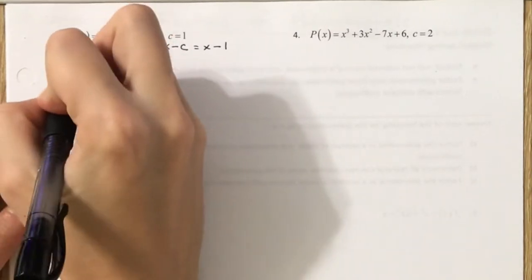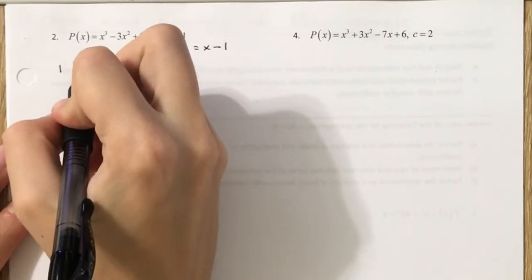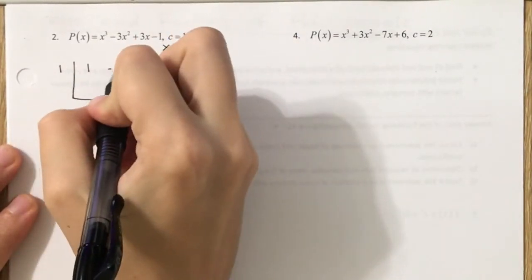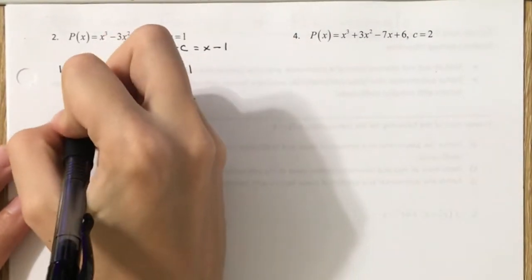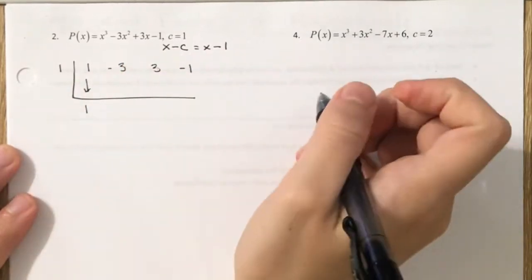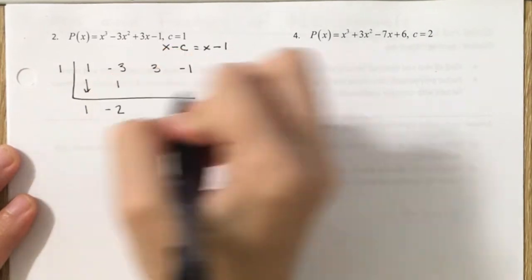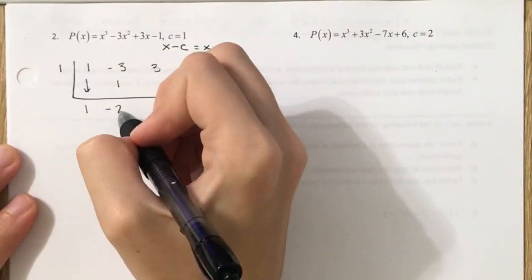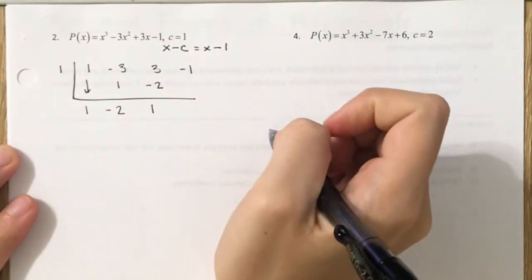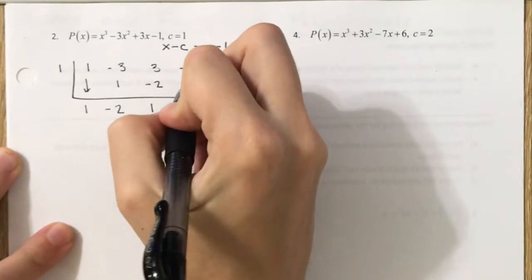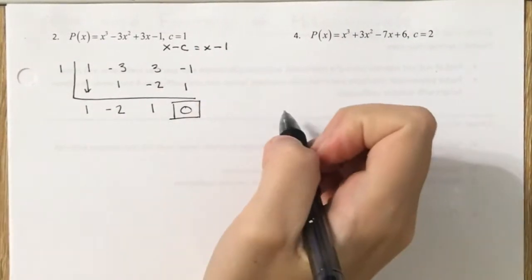So we put 1 in the upper left-hand corner. We follow with all the coefficients here. We have 1, -3, 3, and -1. We bring down our leading coefficient. We multiply, we get 1. We add together, we get -2. We multiply, we get -2. We add together, we get 1. We multiply, we get 1. We add together, we get 0. So our last term is our remainder.